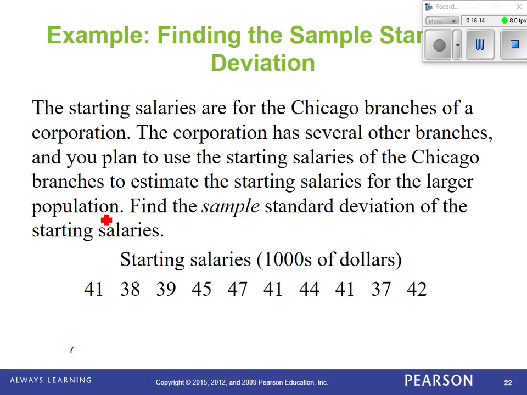All right, an example here. Starting salaries are for Chicago branches of the corporation. The corporation has several other branches, and you plan to use the starting salaries of the Chicago branches to estimate the starting salaries for the larger population. Find the sample standard deviation of the starting salaries. And these are all in thousands of dollars.